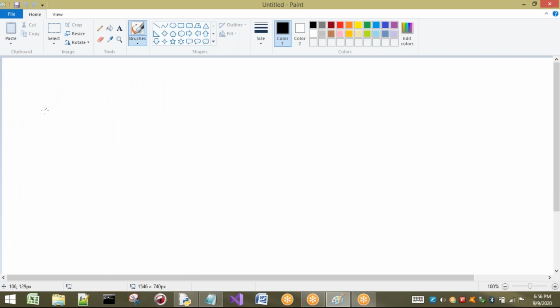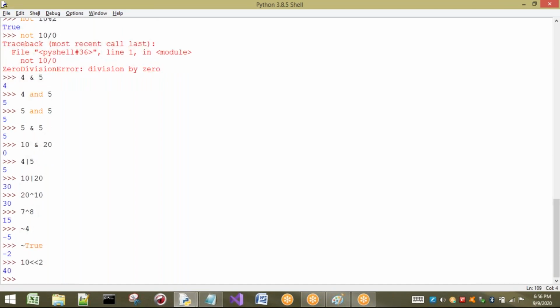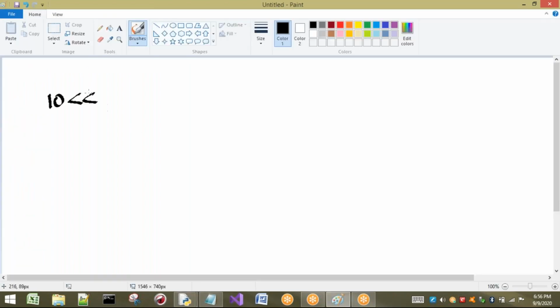First I will show you the result. I will take a small value, because I have to convert it into bits. So 10 shift left 2 times. How to remember that? See, these are pointing to which side? Left side. That means it is left shift. Now see, these are pointing to which side? Right side. So it is nothing but right shift. In that way you can remember.